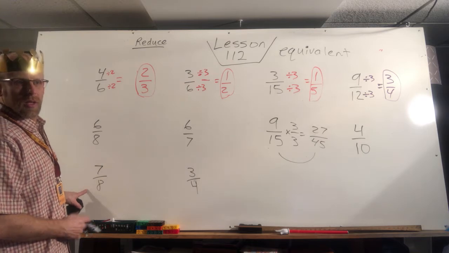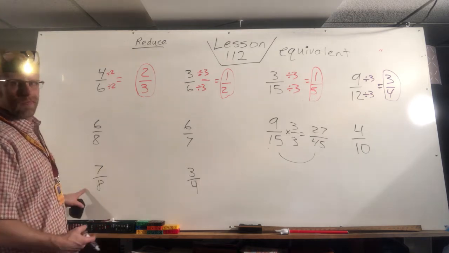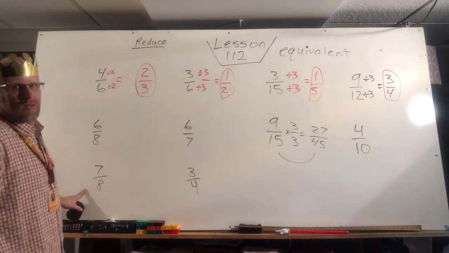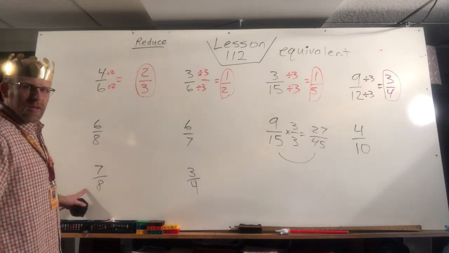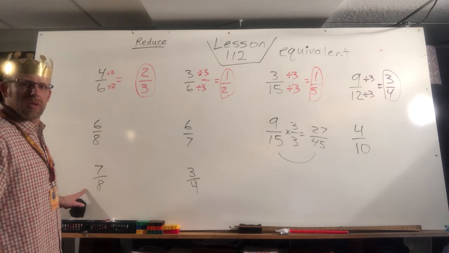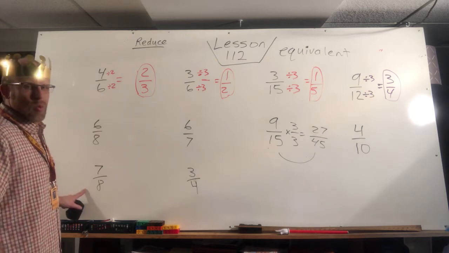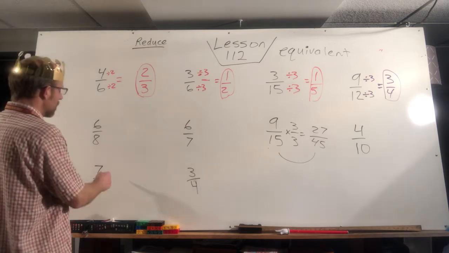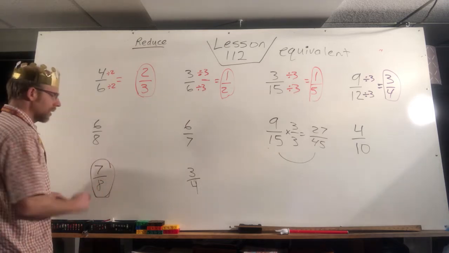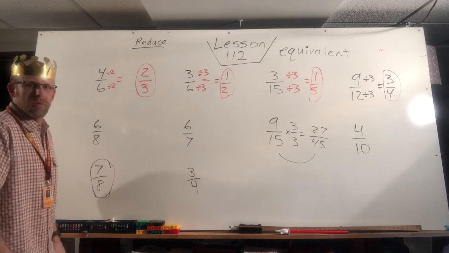7/8, okay? Can 7 go into 8? No, can't go in evenly. That's the question I asked. So then you say, what are the factors of 7? Oh, 7's one of those special numbers, those prime numbers. All there is is 1 and 7. There's nothing else. So 7/8 is as low as it goes. Done deal. Not all fractions can be reduced.